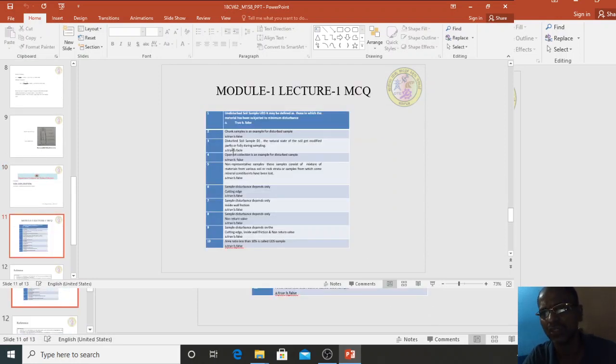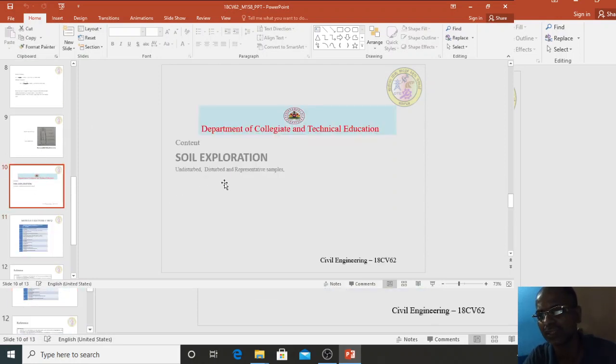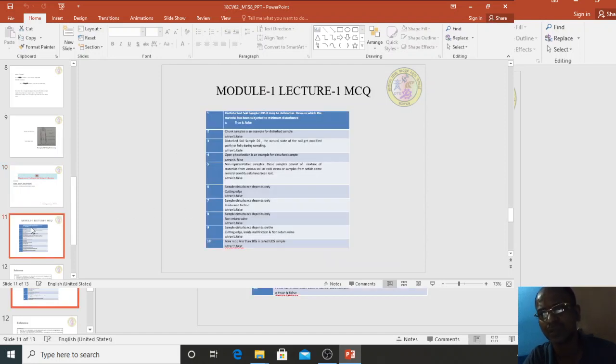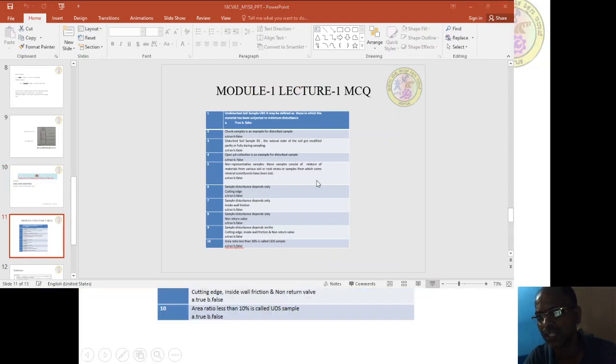Fine. So next is the MCQ questions. Based on today's discussion, we have formulated some MCQ questions. I will read them one by one. You please answer. Undisturbed soil sample, UDS, may be defined as those in which the material has been subjected to a minimum disturbance. Option A is true, B is false. It is option A, true.